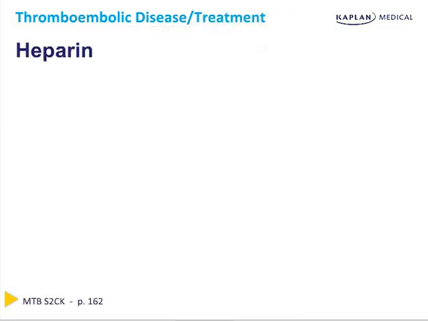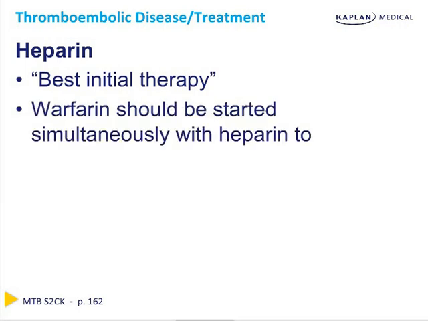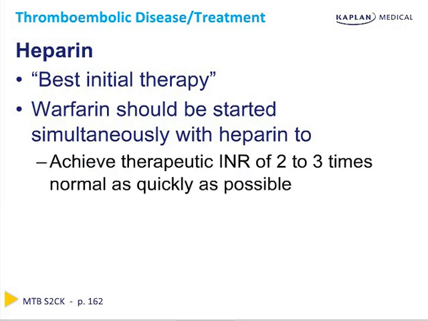The treatment of thromboembolic disease is basically just anticoagulation. Thinning the blood helps to treat the clot. You should begin with intravenous heparin. This is the best initial therapy, as you should answer on step 2. At the same time, you should initiate oral anticoagulant therapy with warfarin. This will allow you to achieve a therapeutic INR of 2 to 3 times the normal limit as quickly as possible.